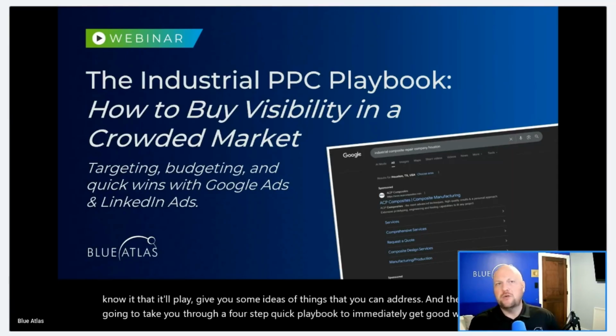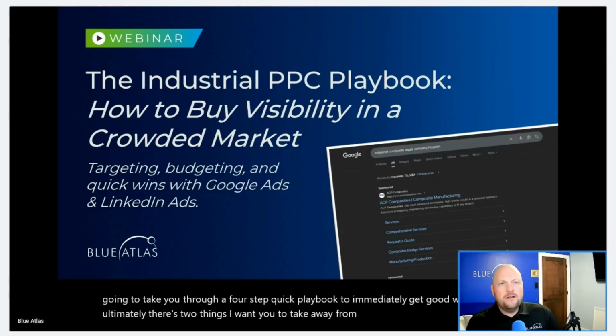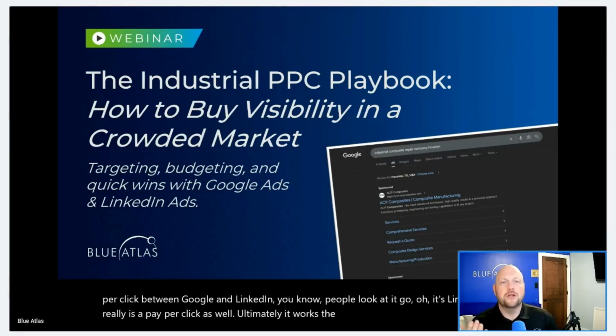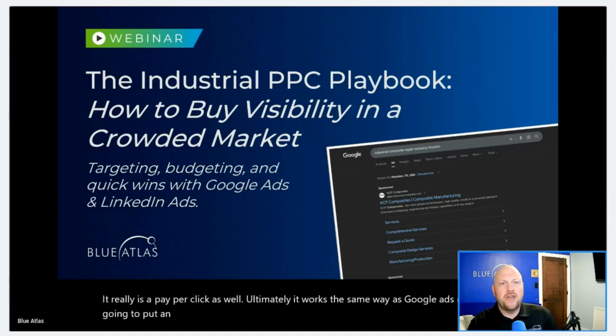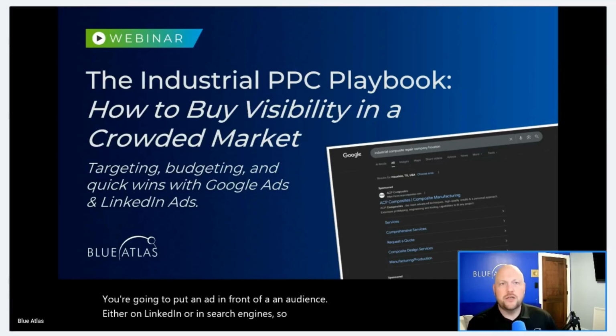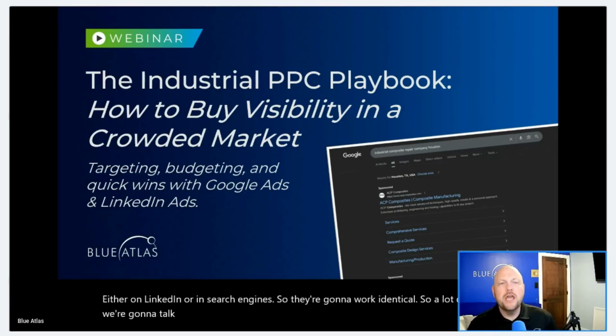Ultimately, there's two things I want you to take away from today. One, understand how pay-per-click works between Google and LinkedIn. People look at it and go, oh, well, it's LinkedIn ads. It really is pay-per-click as well. Ultimately, it works the same way as Google ads do. You're going to put an ad in front of an audience, either on LinkedIn or in search engines. So they're going to work identical.